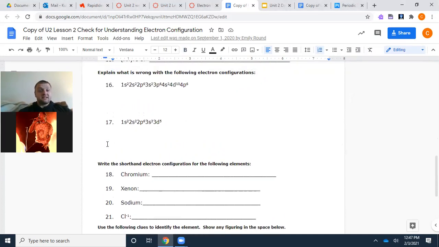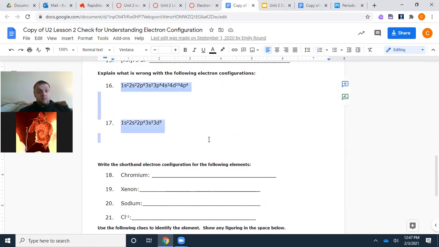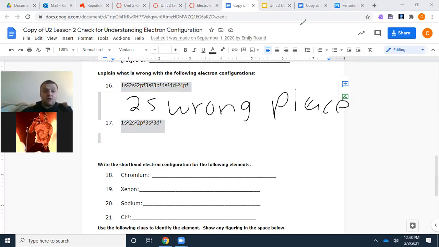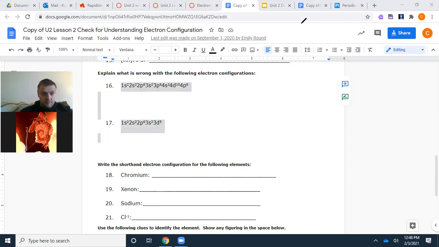But then 16 and 17 are really important. I told you that you're going to get some stuff wrong, and why you're going to get it wrong. You have to tell me why 16 and 17 are wrong. Let's say this is oxygen. It's not, but I don't want you to put oxygen here. I want you to put something like the 2s is in the wrong place. What's wrong with how it is written? That's for 16 and 17.